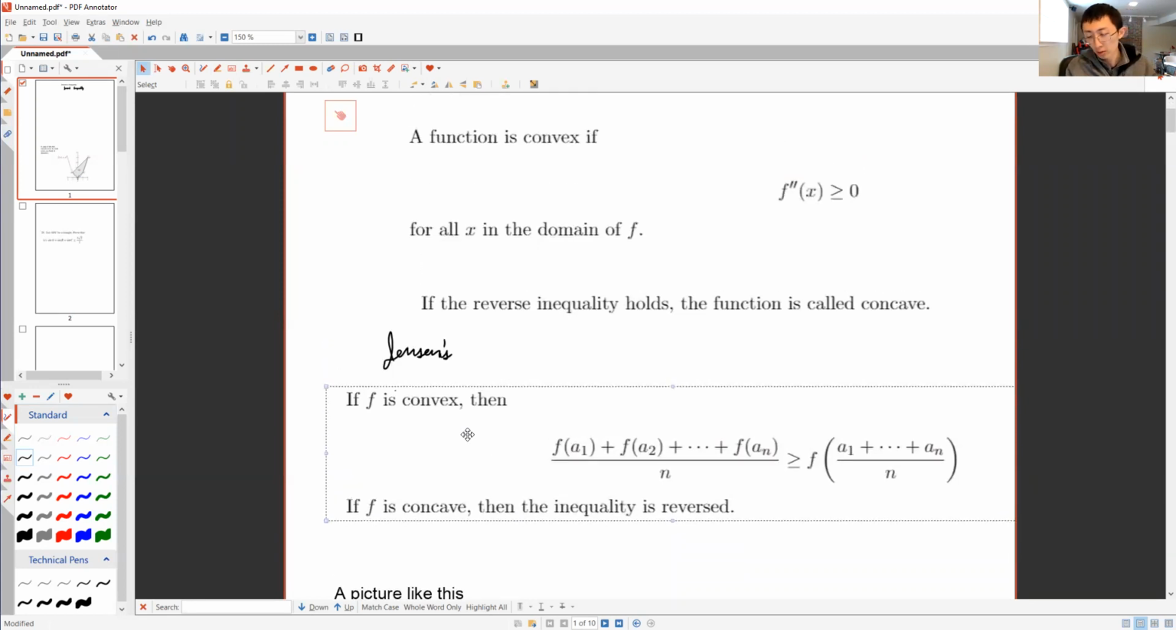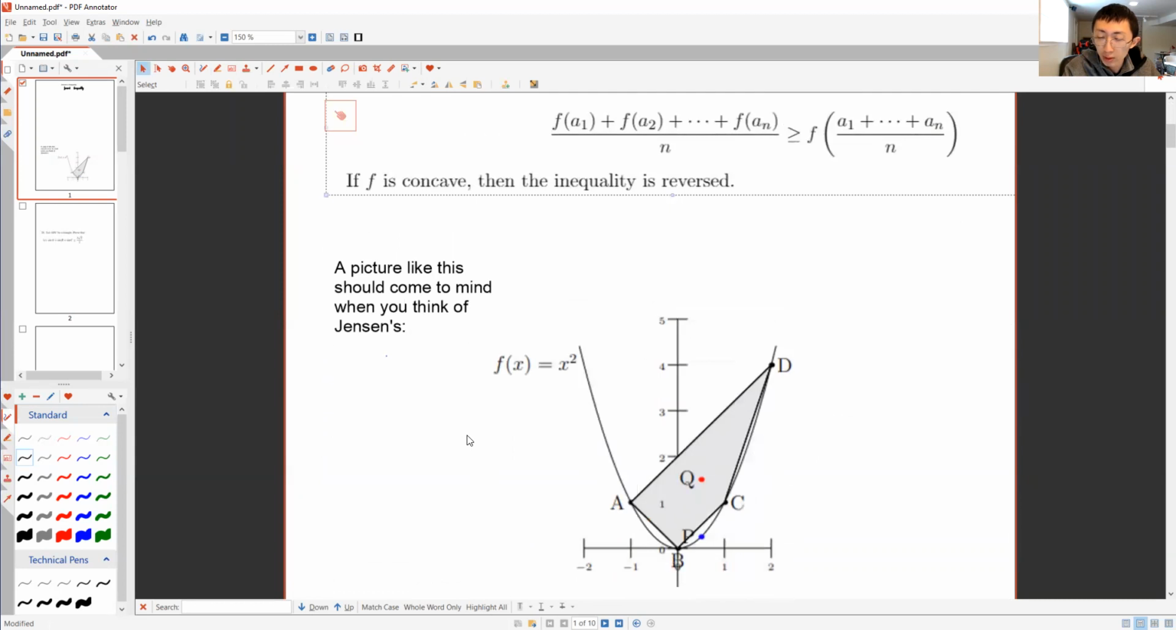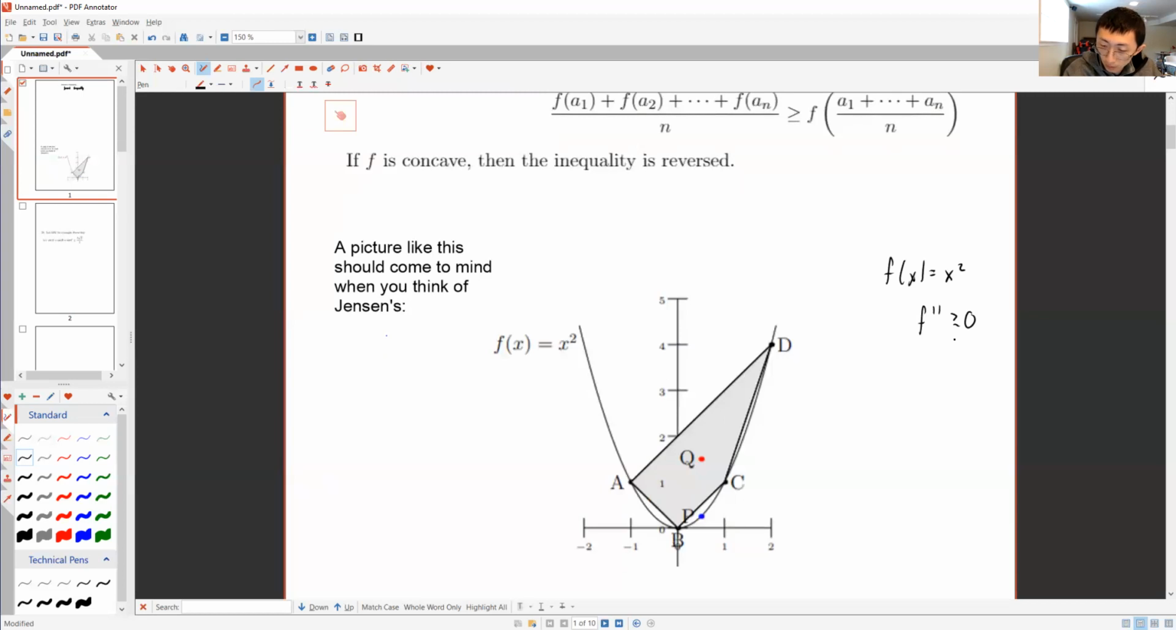So it might be a little bit hard to understand why this is true and how to remember it. So in general, I don't bother remembering what it says. I just remember a picture like this. Here we have the function f of x is x squared. You can check its second derivative is greater than 0. And I just picked 4 points on it. The 4 points were (-1, 1), (0, 0), (1, 1), and (2, 4).